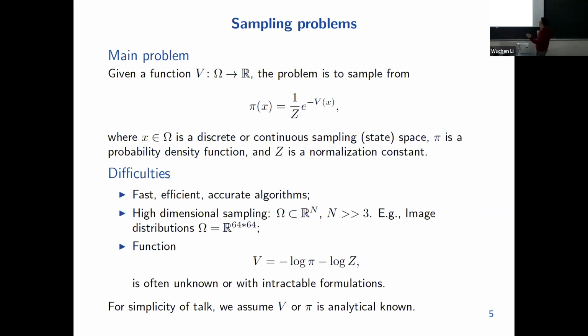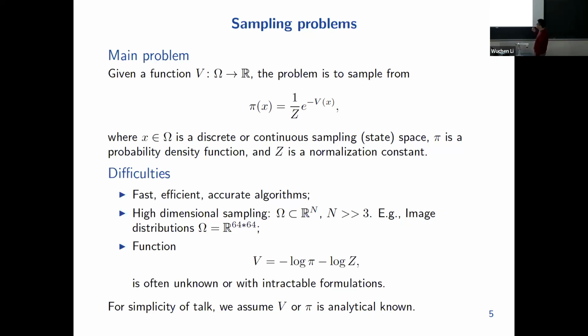Give you some function V, mapping from your domain Omega to R. Now the problem is I want to create some distribution pi of x of this shape, 1 over Z times e to the negative V. Here your x can be in a discrete space or continuous sampling space. From now on, I always use this pi called the so-called target probability density function. Z itself is a normalization constant, which means the total mass of pi is 1. Okay. Now, what's the point here?